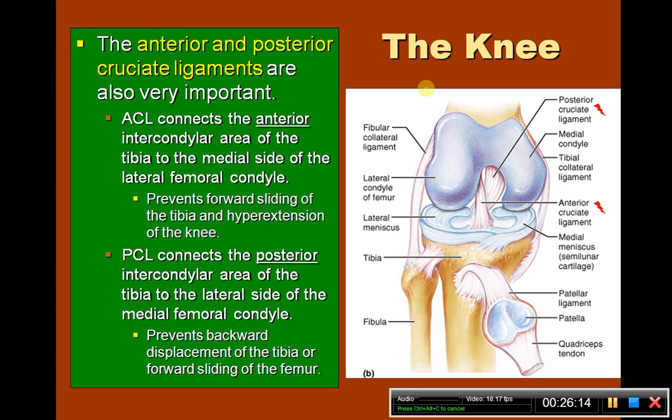All right, so the ACL and the PCL. The ACL prevents hyperextension, and then the PCL does just the opposite. So it prevents you from overflexing or tearing too far back.